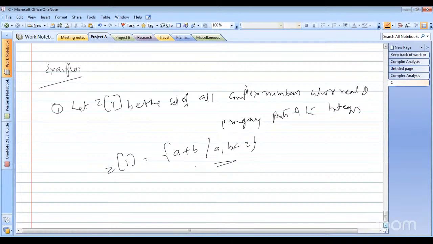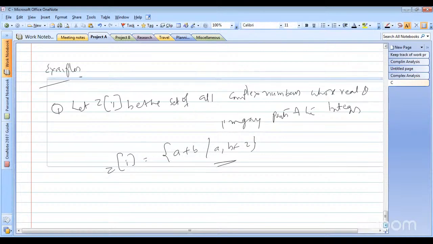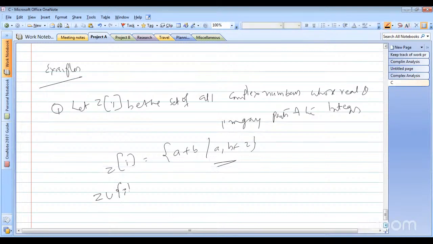Then it can be easily verified that Z[i] is a subring of the ring of complex numbers C. In fact, Z[i] is the smallest subring of C containing Z union {i}. Also, Z[i] is an integral domain, but it is not a field. Note that Z is a subring of Z[i].